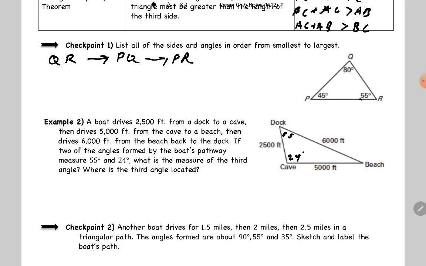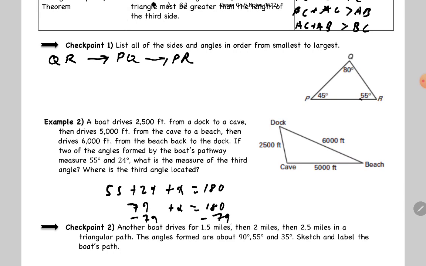Okay, they don't tell you where the angles are located. So to find the third angle, remember there's 180 degrees in a triangle. So I'm just going to add them together. 55 plus 24, which is 79. And then subtract from 180. That is 101. So 101 degrees is the third angle.